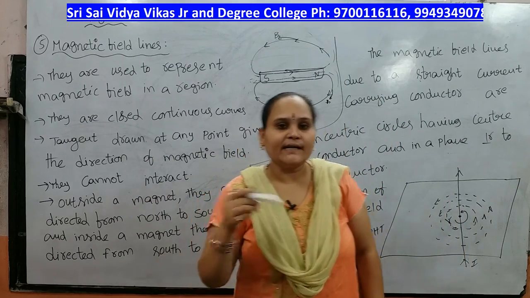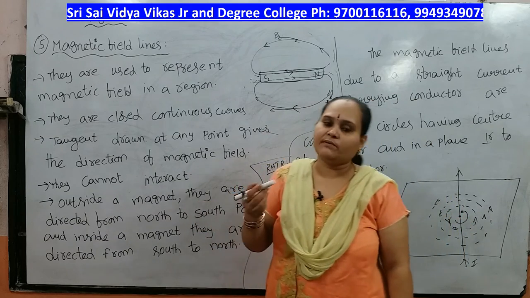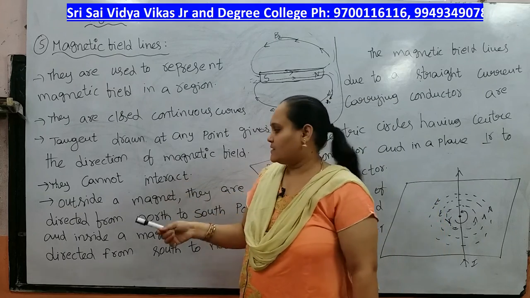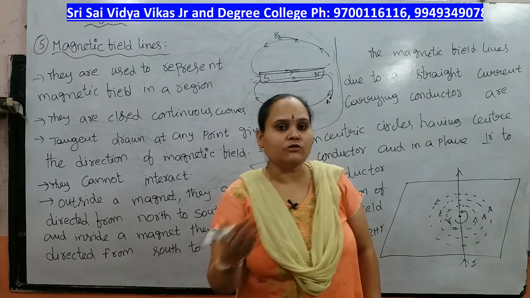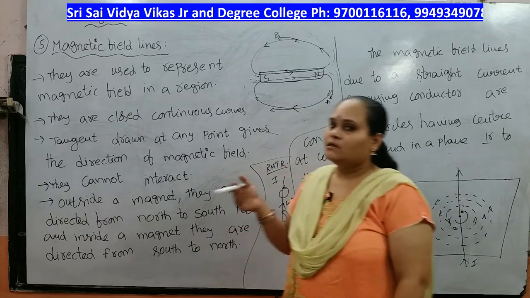The tangent line indicates the direction in which the magnetic field travels. A tangent line is a line drawn perpendicular to the plane. They cannot interact. Outside a bar magnet, the lines travel from north to south pole, and inside the bar magnet the lines travel from south to north pole.